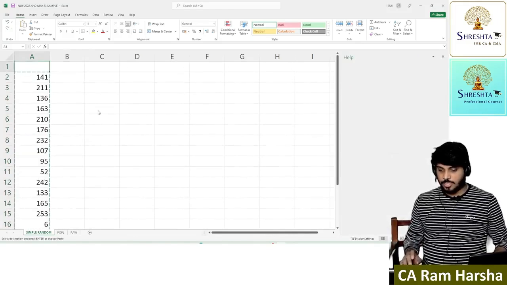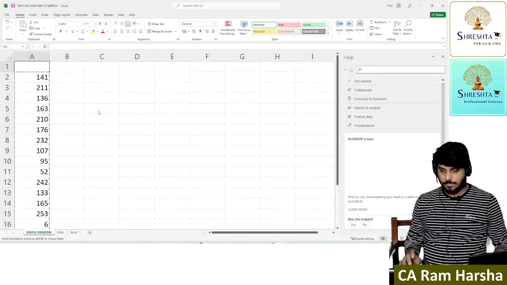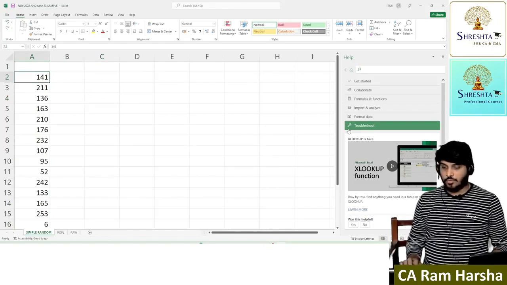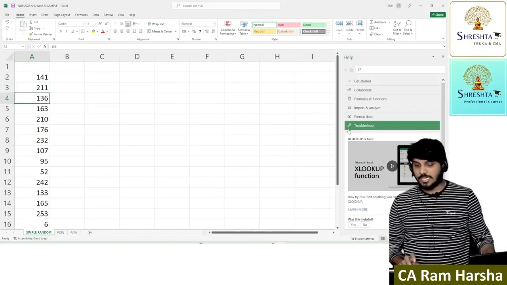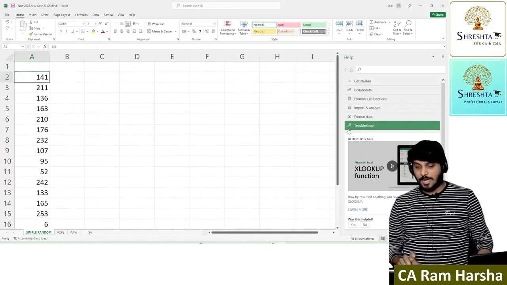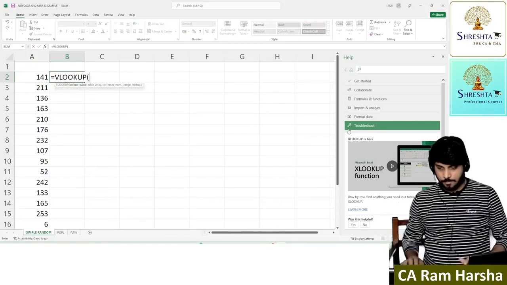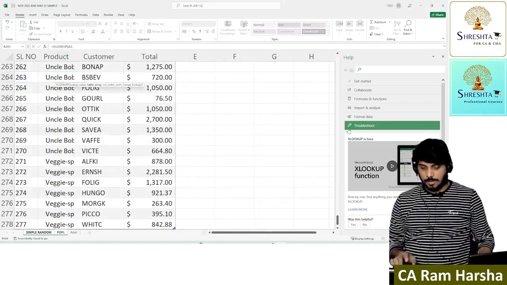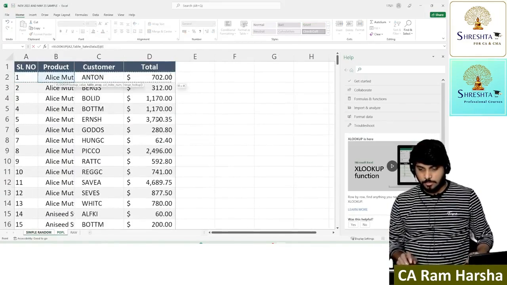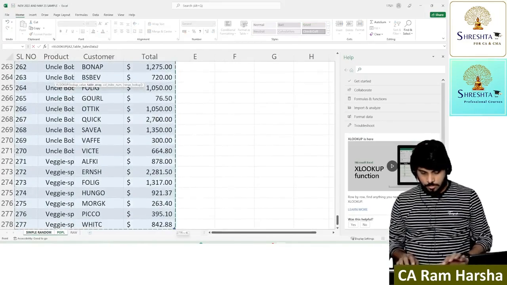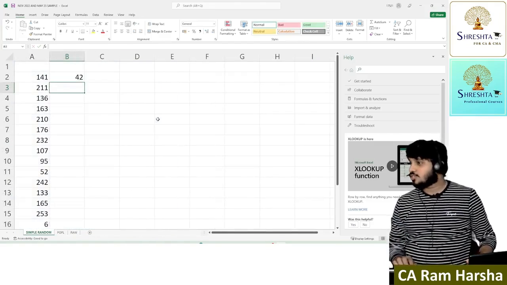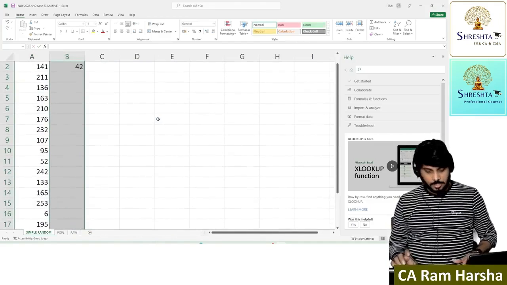So these are the samples which I'm going to select for the audit: 141 voucher, 211 voucher, 136 voucher, 163 voucher, likewise up to 37. Understood or not? Now, how much is each voucher value that I will check? 141 voucher value is how much? 42. Likewise, I'll apply.